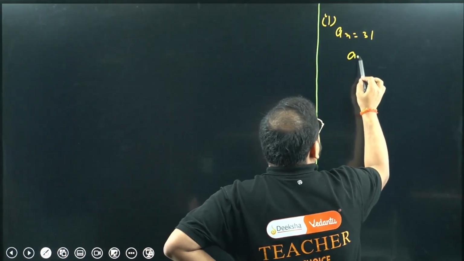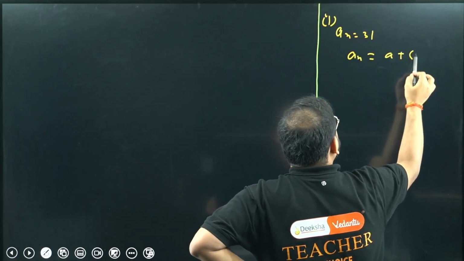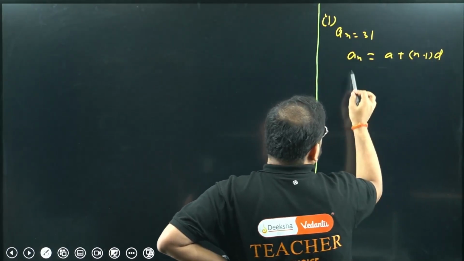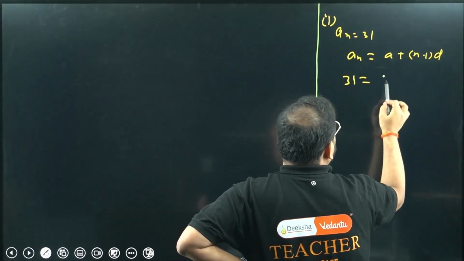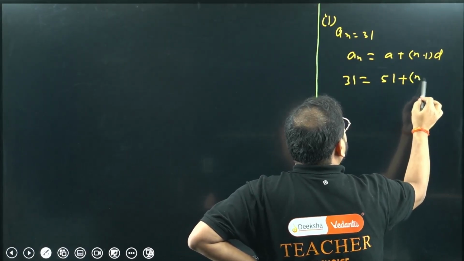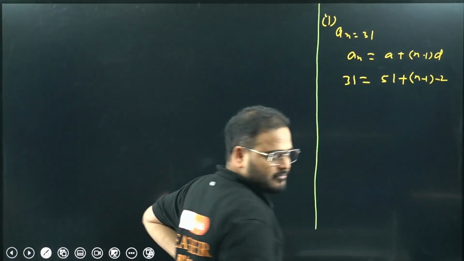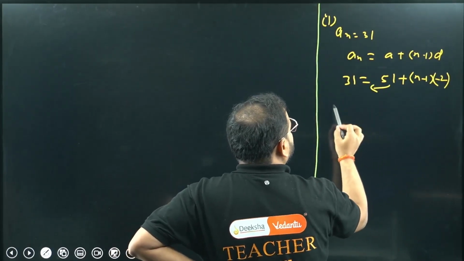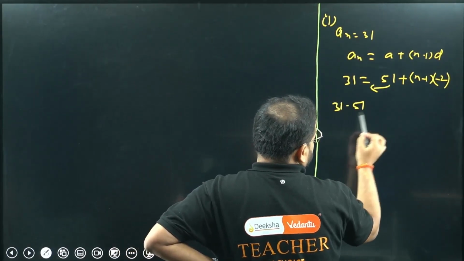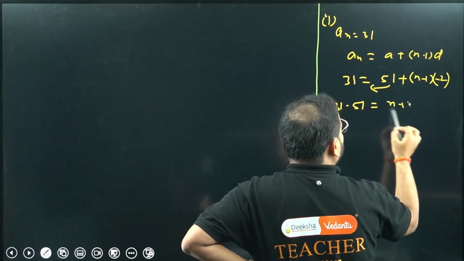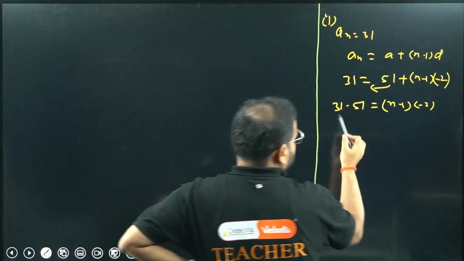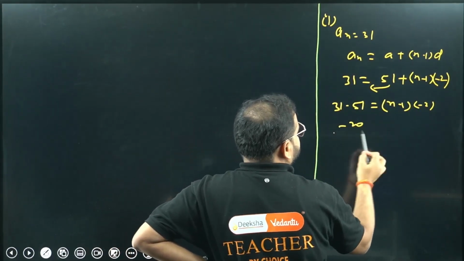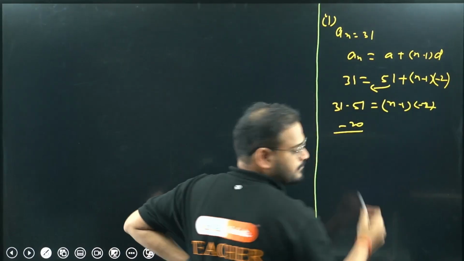So a_n equals a plus (n minus 1) times d. 31 equals 51 plus (n minus 1) times minus 2. D is minus 2, right? Correct? Bring this 51 over here. So 31 minus 51 becomes what? (n minus 1) times minus 2. How much is that? So minus 20. Divide this by minus 2.